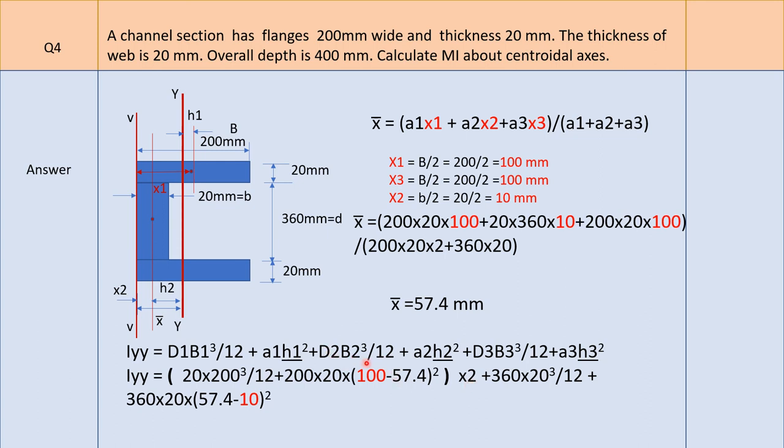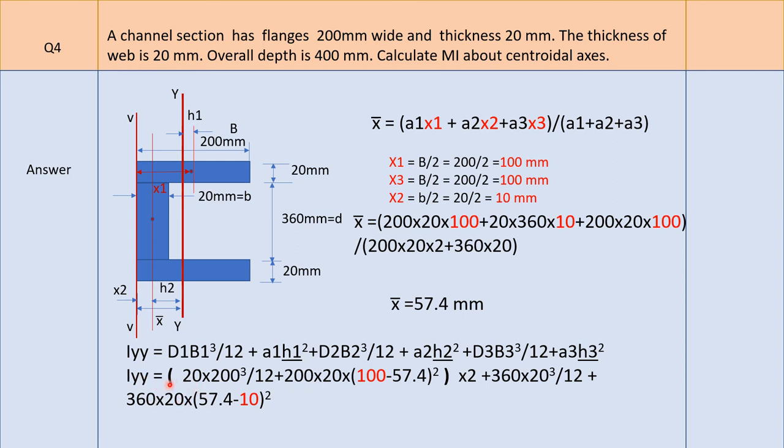Then D2 B2 cube. This is D2, that is 360 for this second vertical rectangle. 360, B is 20. So 360 into 20 cube divided by 12 plus area is 360 into 20 into bracket open. Now this H2 is the distance between the axis of the second rectangle and axis YY. This distance is H2, that is 57.4 minus X2, which is 10, and full bracket square. This is 57.4 minus 10, the distance H2 here, and it's square.